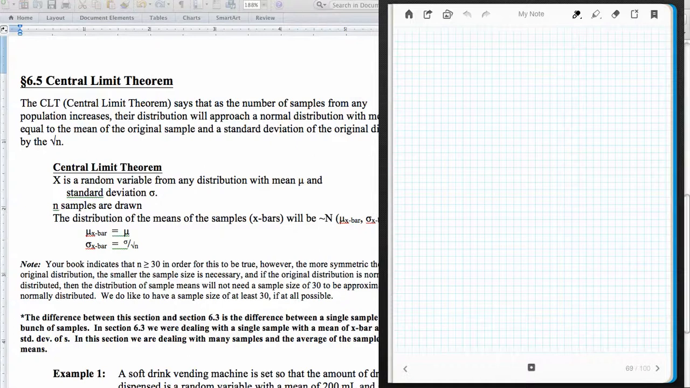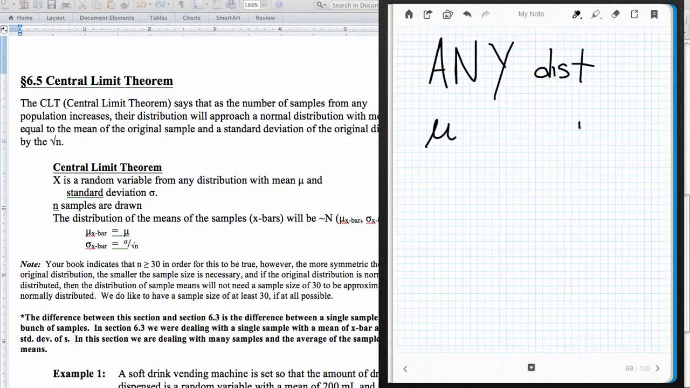x is a random variable from any distribution, now that's really important, it's any distribution. So let me write that in great big capital letters. Any distribution. And it has the mean of mu and the standard deviation of sigma, whatever they happen to be, and we have n samples drawn. Now this is our connection to sampling distributions.